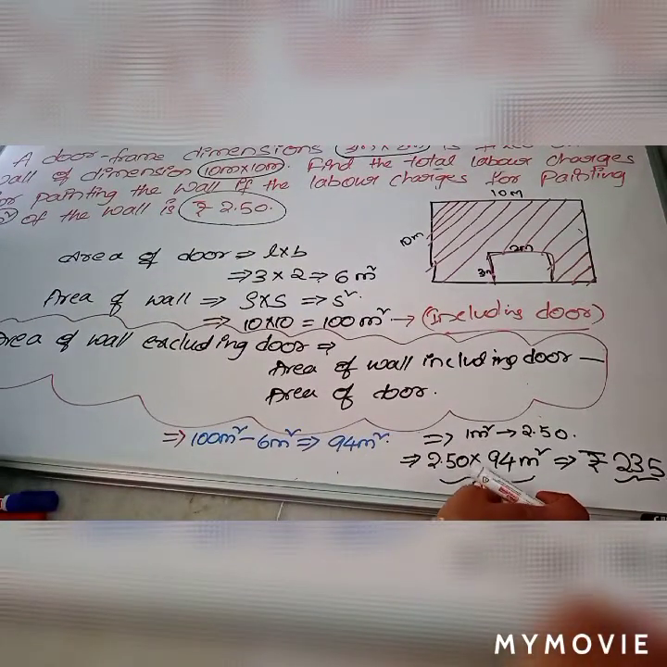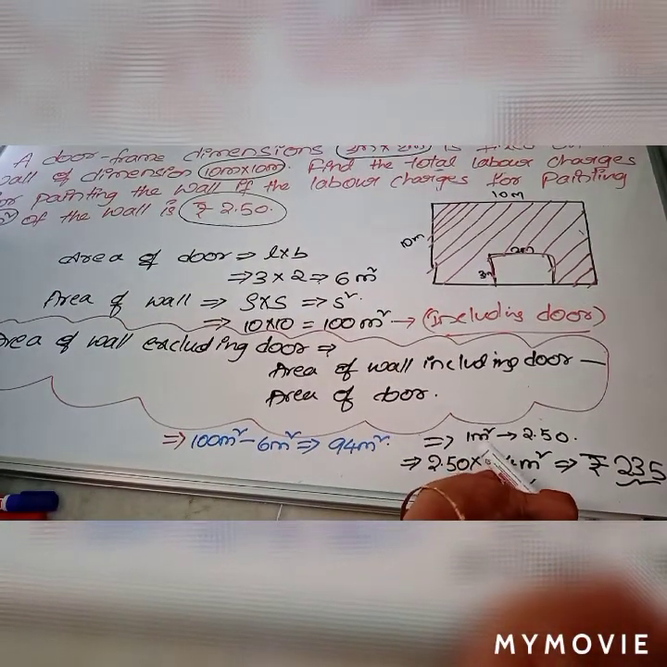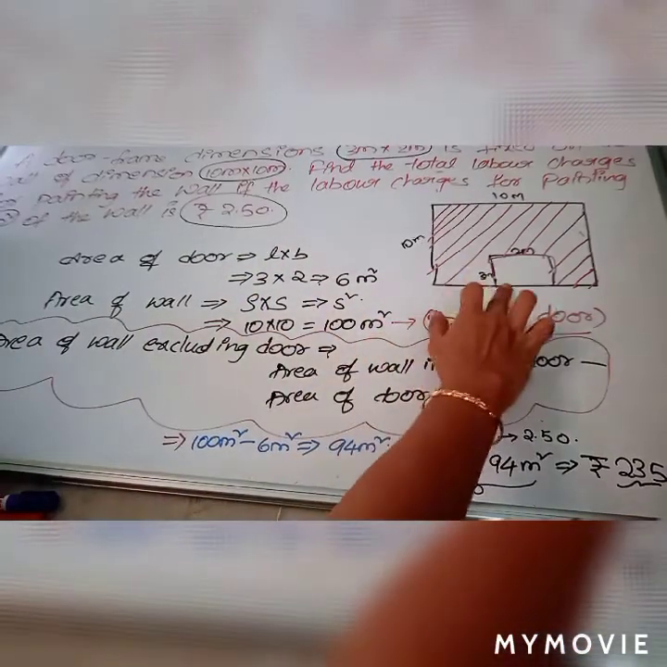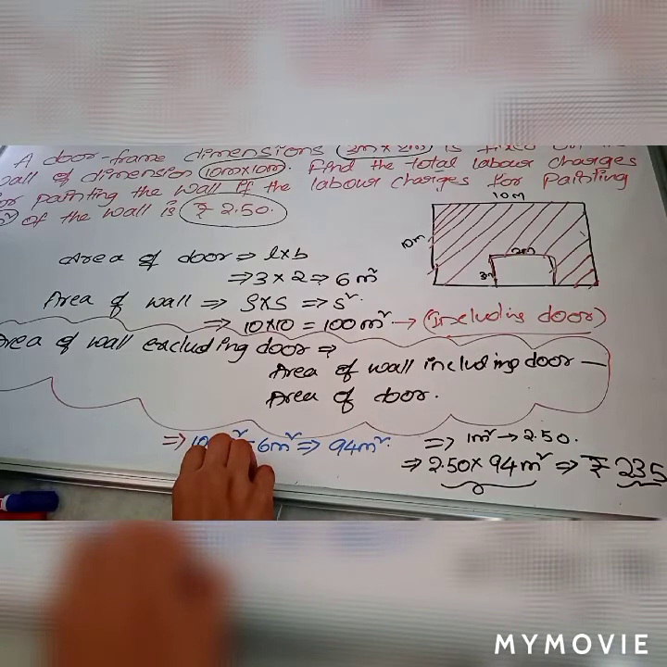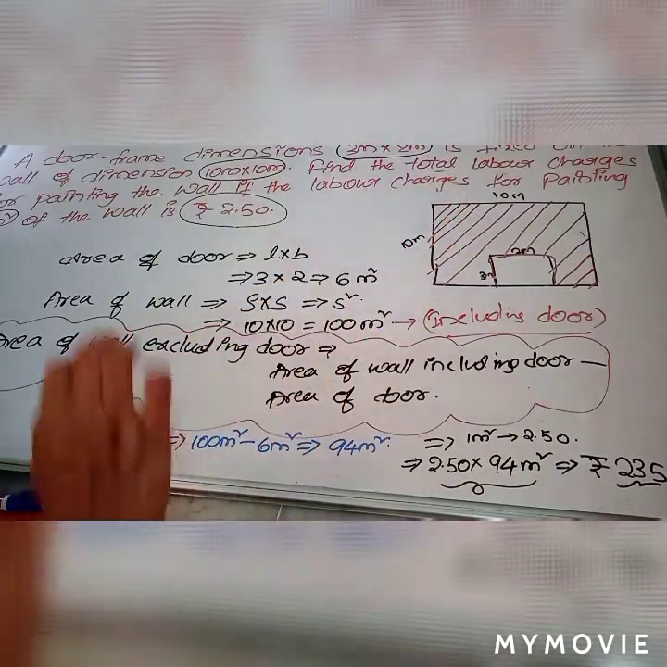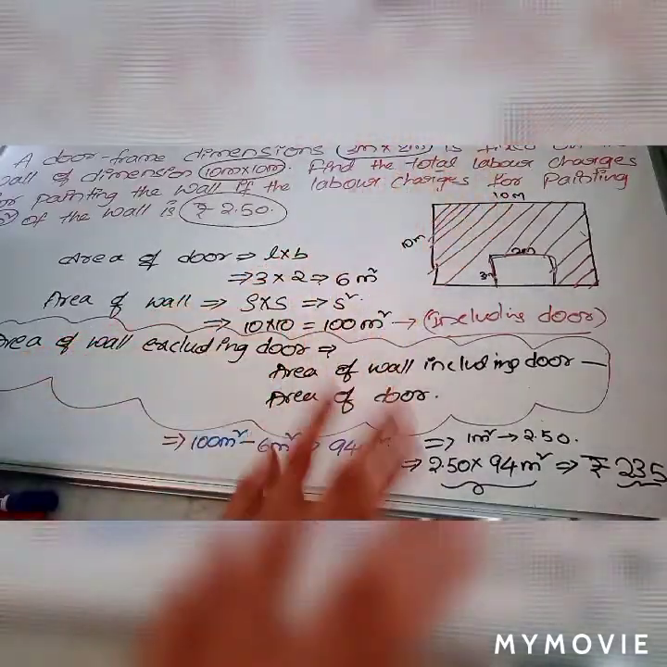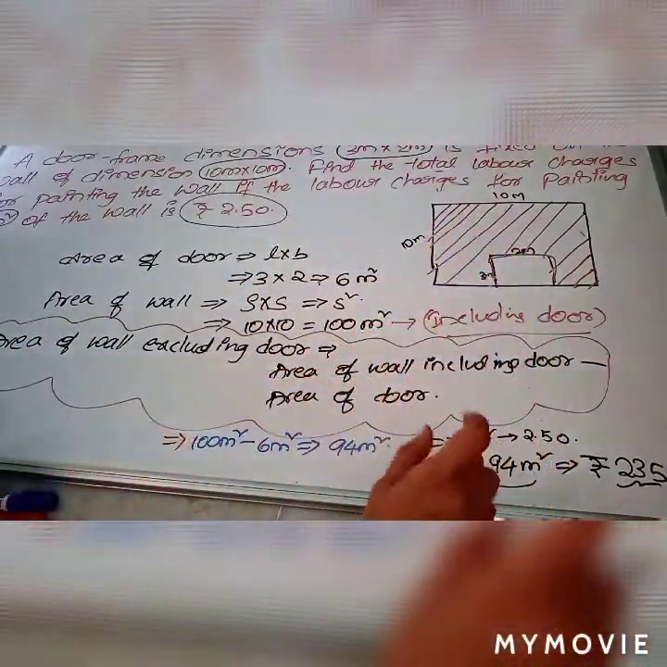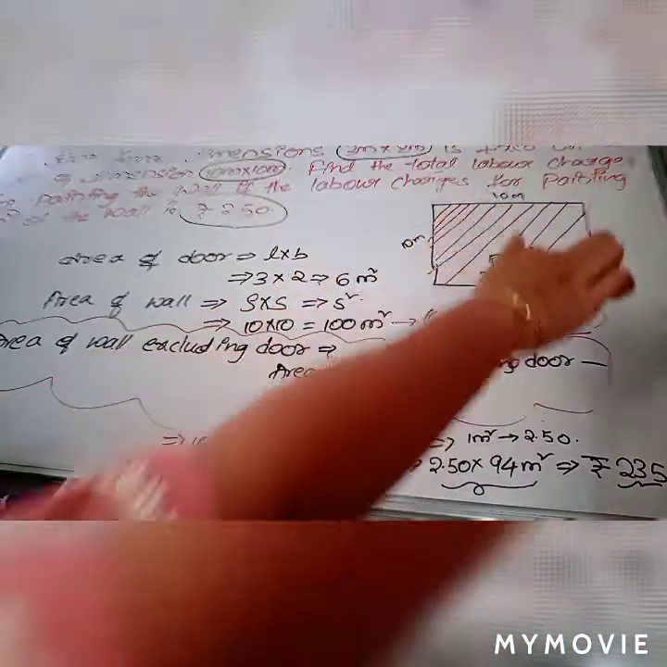Up to here clear, students? Now see, I will say once again, the given question is a door that is having dimensions 3 meters into 2 meters is fixed on the wall, and that wall is having the dimensions 10 meters into 10 meters. So simply from this question we can understand that the door is in the shape of a rectangle and the wall is in the shape of a square.